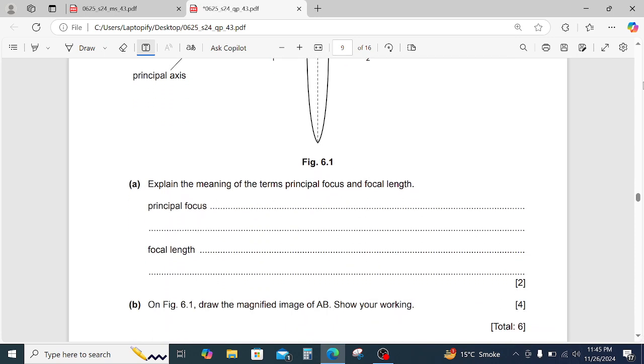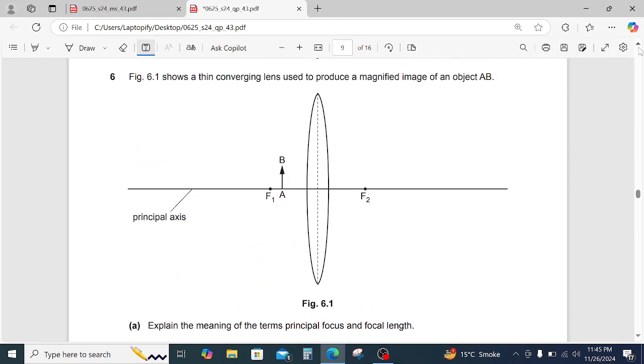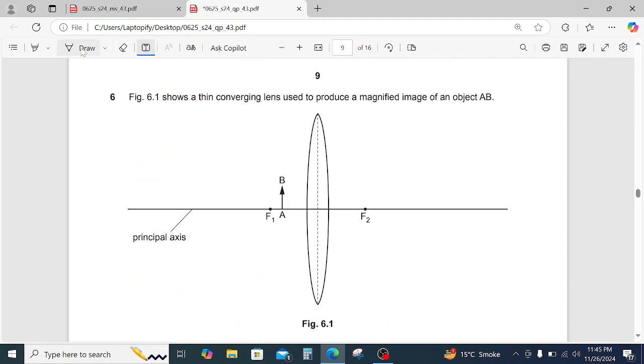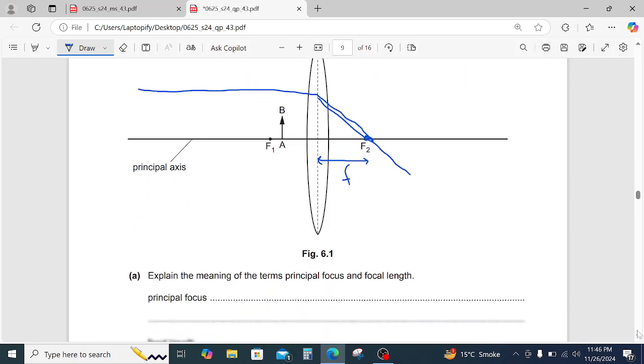Principal focus means, remember one thing, you have to write here in this way: when the line parallel to the principal axis collides with the converging lens, then they bend towards the principal focus. So this point is called principal focus, and the distance between principal focus and the center of the lens is called focal length. Is it clear? And focal length is represented by the small f. These are your two definitions.